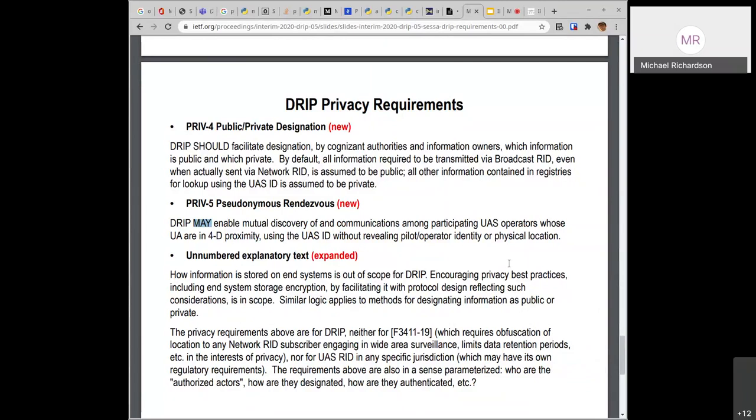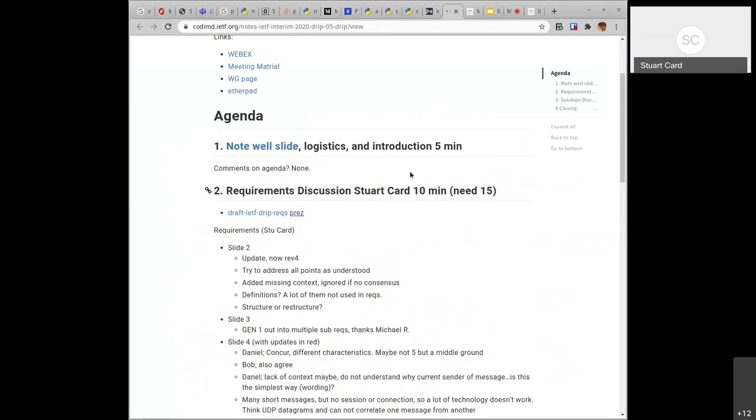So does anyone have any objection to upgrading the may to a should? Okay, yeah, I will so revise it. And I believe this was my last slide and I'm out of time. Okay, good. So any comments?